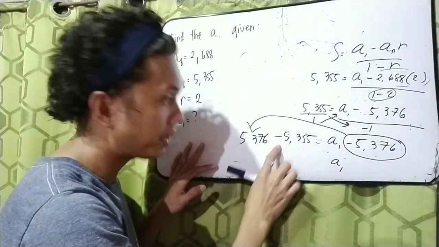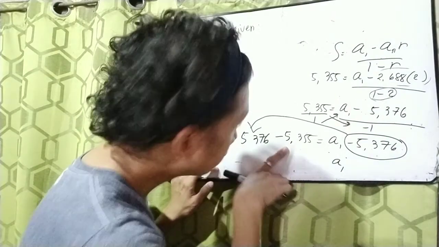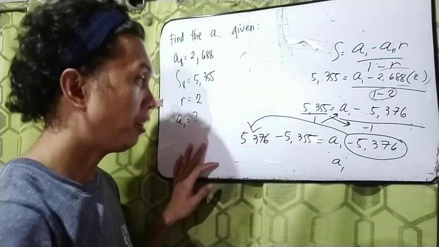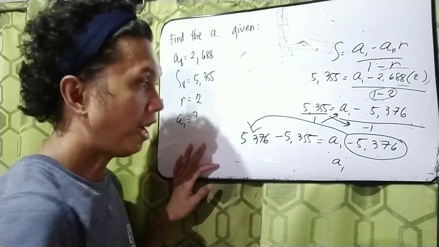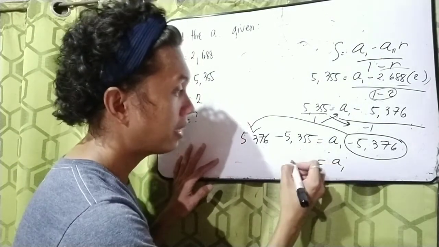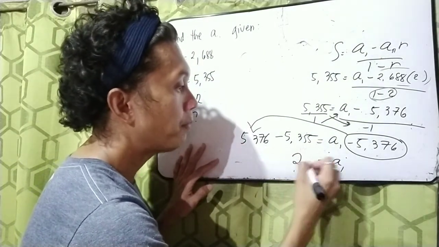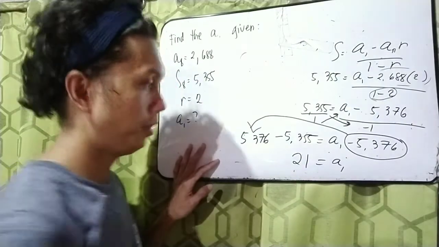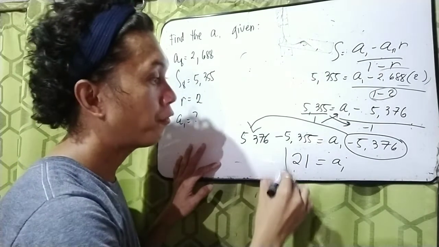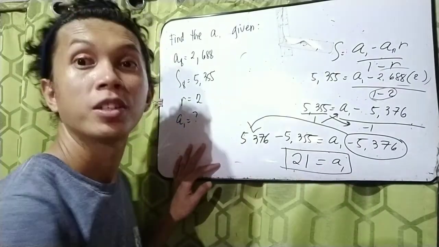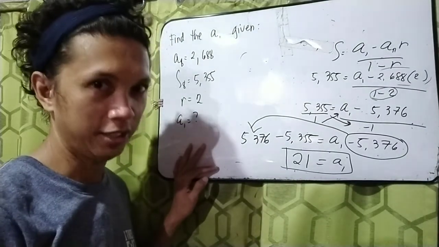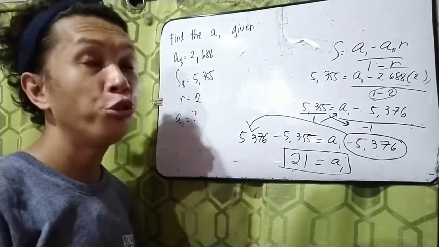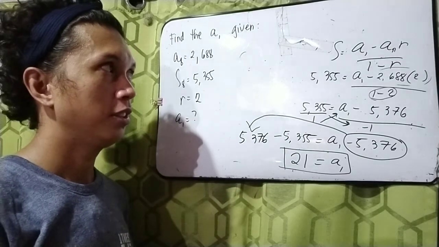Let's execute this. 5,376 minus 5,355. The answer is 21. So our first term is 21. That's how you do it.